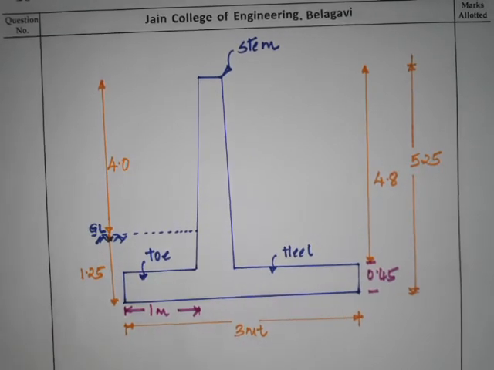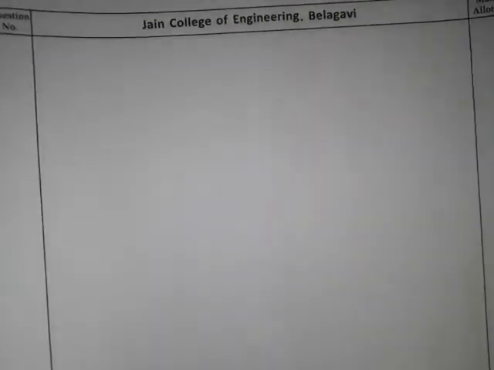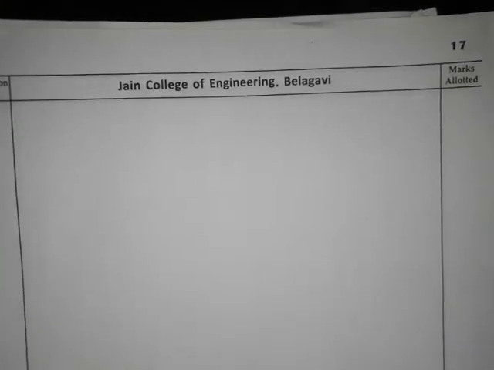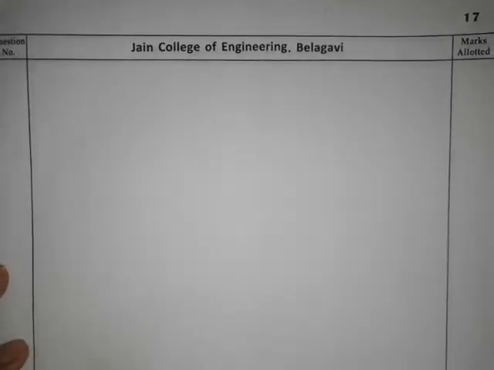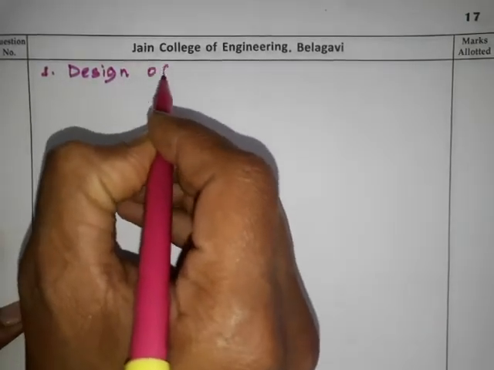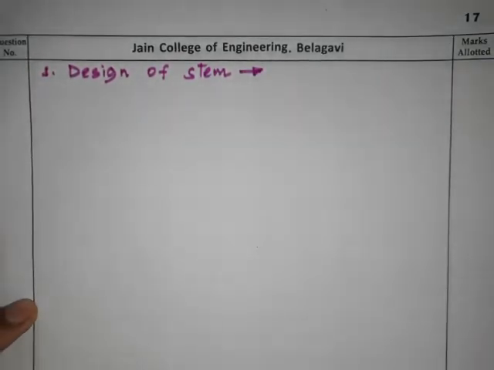So I'll proceed with the design of the stem now. Okay, so we have seen how we have fixed the dimensions. I have just given a profile of the retaining wall with the dimensions that we have fixed. Now let us keep it aside. I'll start with the design of the stem. The first element in the cantilever retaining wall that we need to design is the stem.